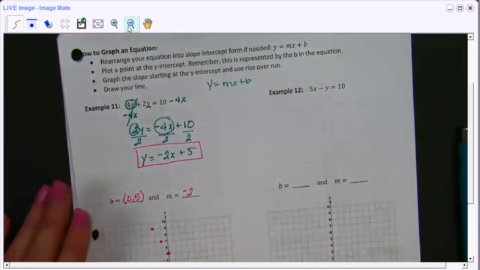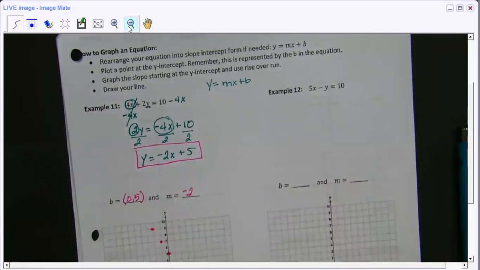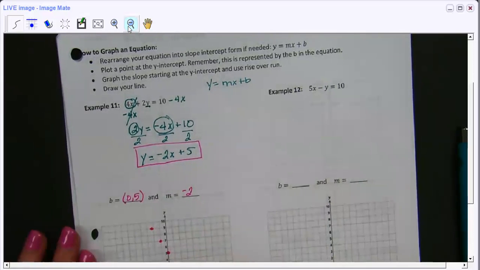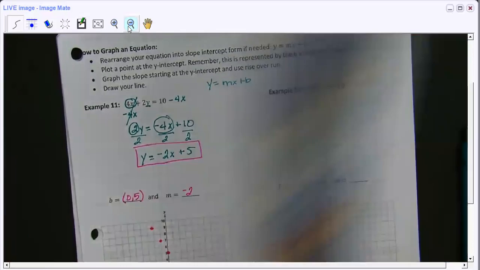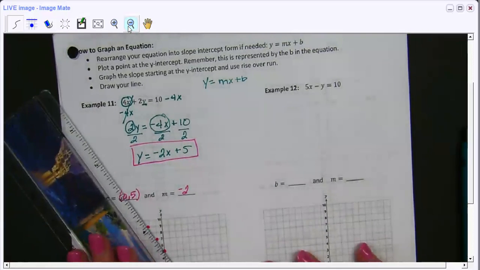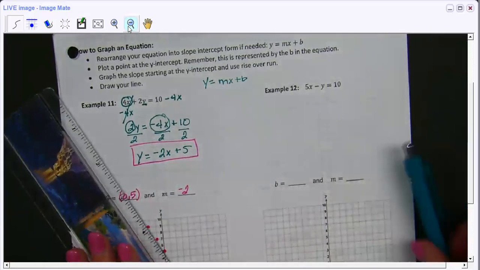Now, somebody earlier said, why are you rising? Why are you going up instead of going down? It's because when I go up and it's negative, I have to go left. So remember that you can still go up when it's negative. You just have to, instead of going right, you go left. Okay. And then I'm going to draw my line. And yes, I want you to draw your line.